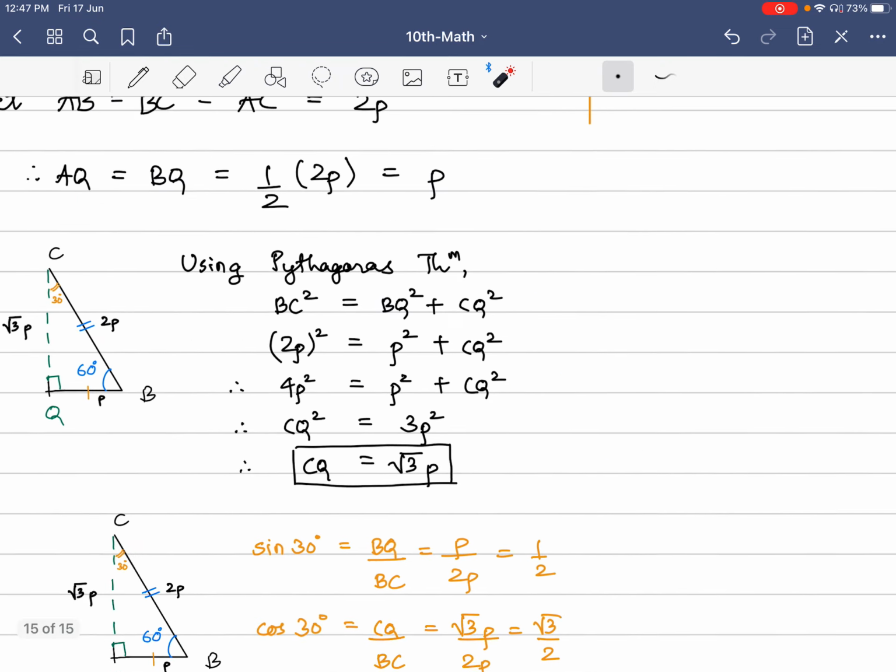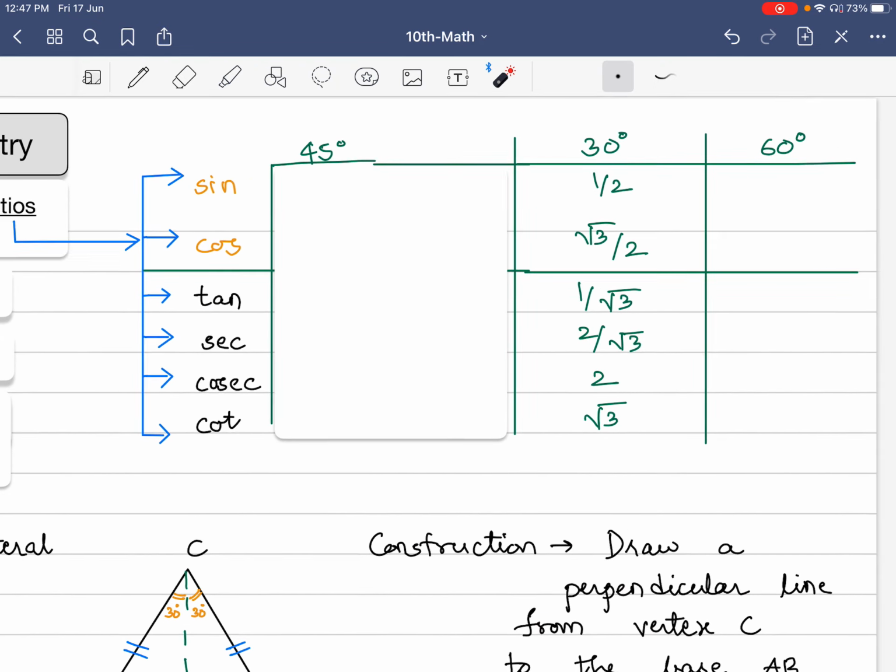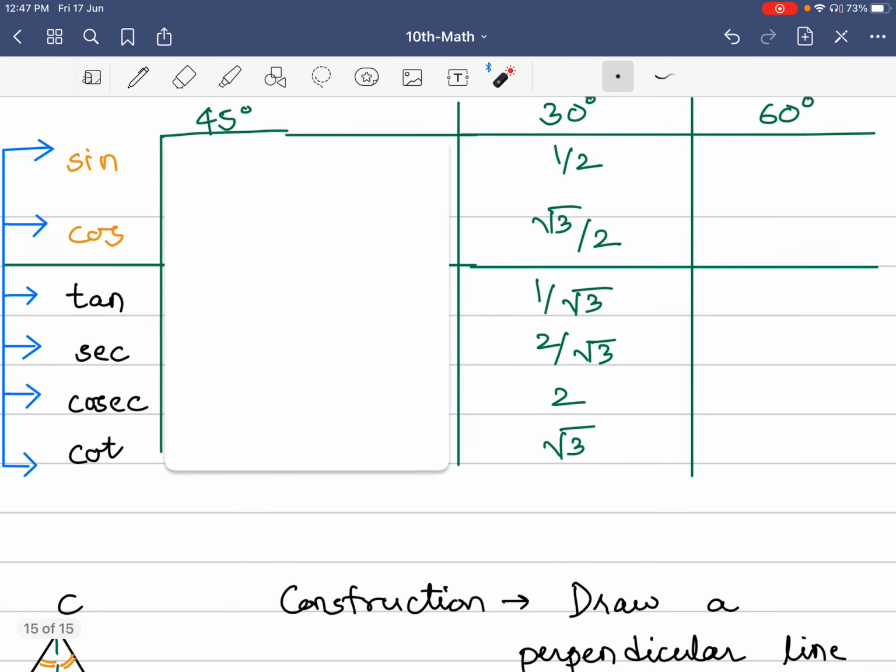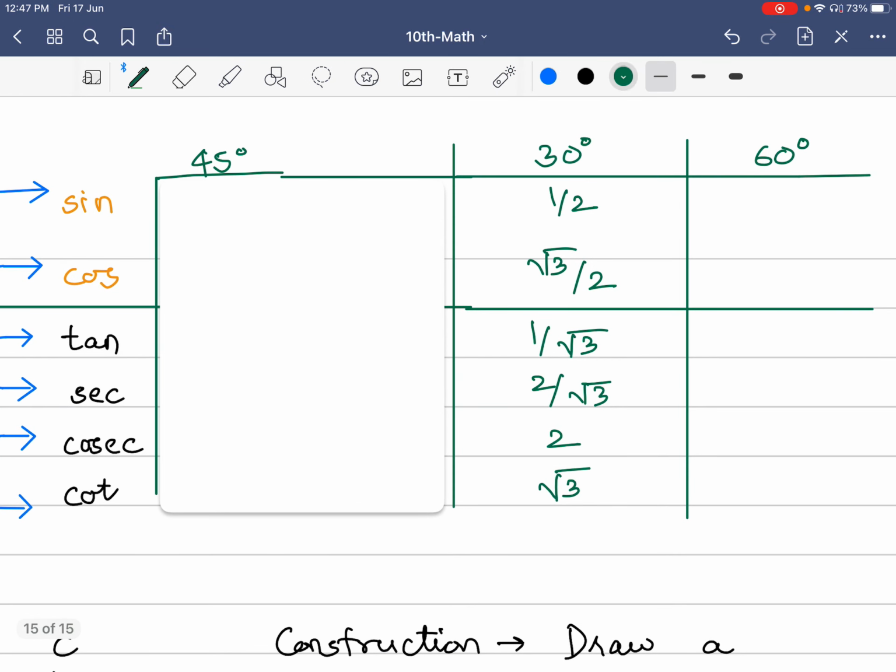Now let's go to our table and substitute these values. Yes, so let me make this substitution. So sine 60 is root 3 by 2 and cos 60 is half. Okay, reciprocals. Now again quickly let's find out these four trigonometric ratios which are derived from sine and cos. Tan is the division of sine 60 and cos 60, so that's going to be root 3 divided by 1, so it's just going to be root 3.